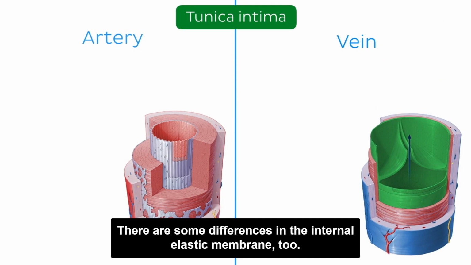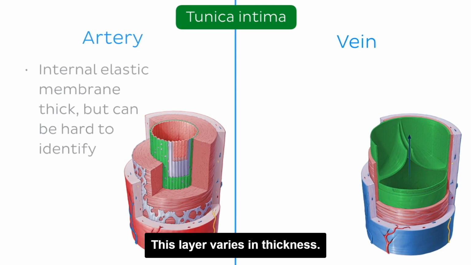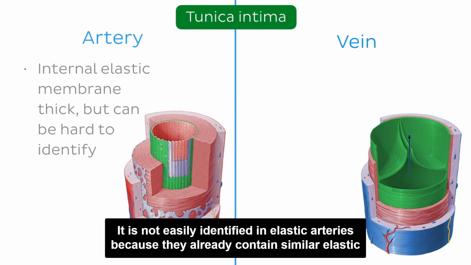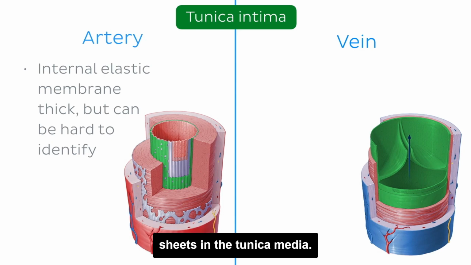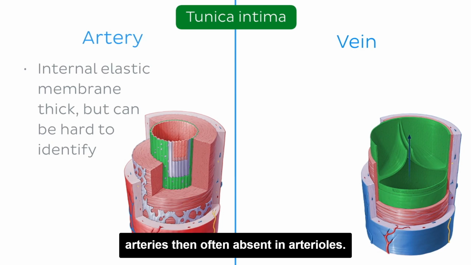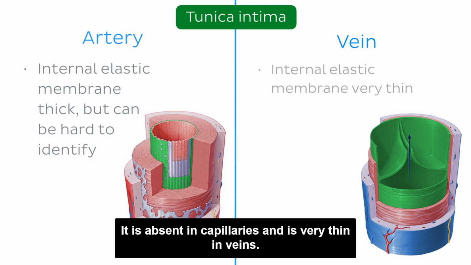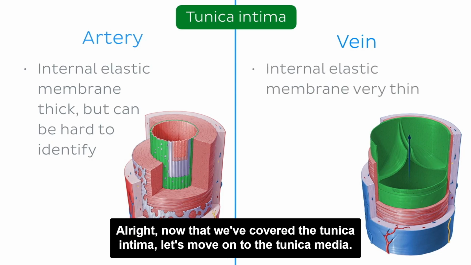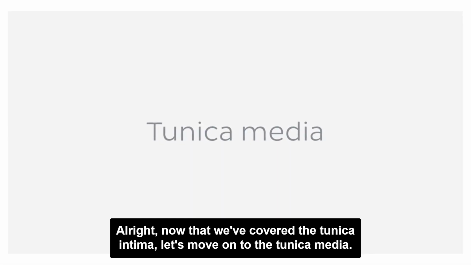There are some differences in the internal elastic membrane too. This layer varies in thickness. It is not easily identified in elastic arteries because they already contain similar elastic sheets in the tunica media. It is easily distinguished in muscular and medium arteries, but becomes thinner in small arteries, then often absent in arterioles. It is absent in capillaries and is very thin in veins. All right, now that we've covered the tunica intima, let's move on to the tunica media.